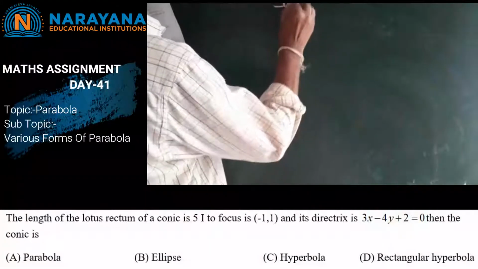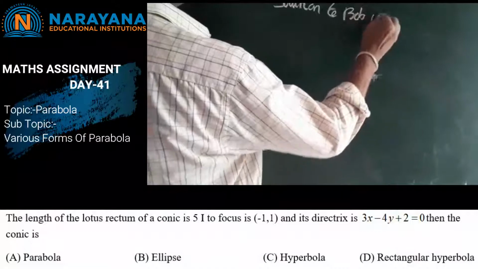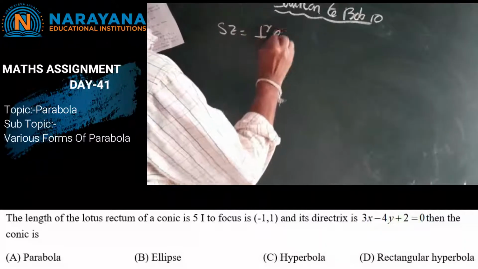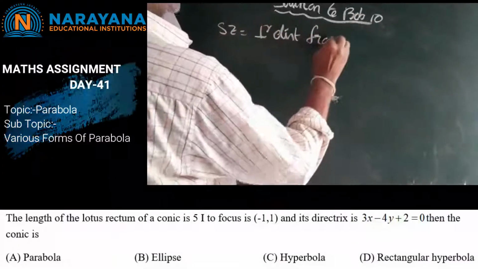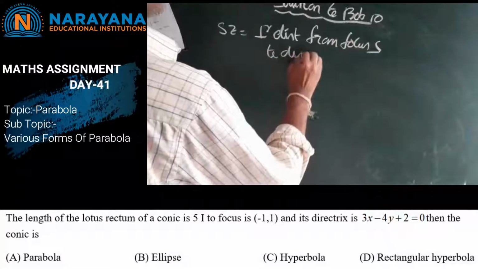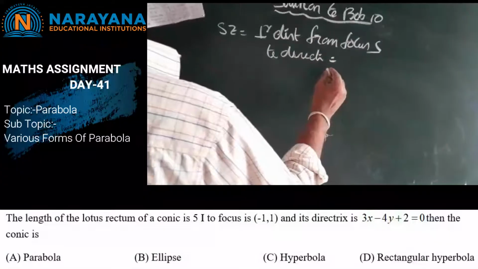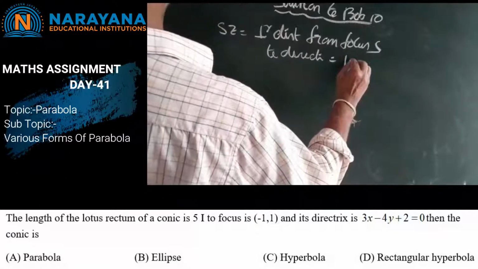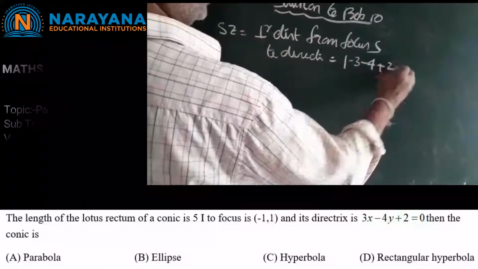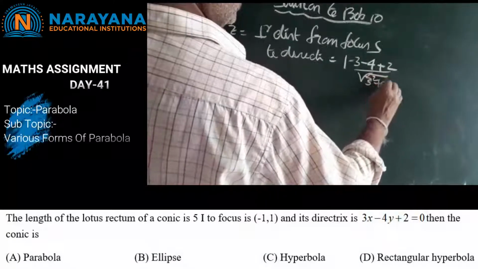Solution to problem number 10. SZ equals the perpendicular distance from the focus S to the directrix. The focus is given by (−1, 1) and the directrix is given by 3x − 4y + 2 = 0. So you can get (−3 − 4 + 2) divided by root of 3² + 4², which will give you 1.